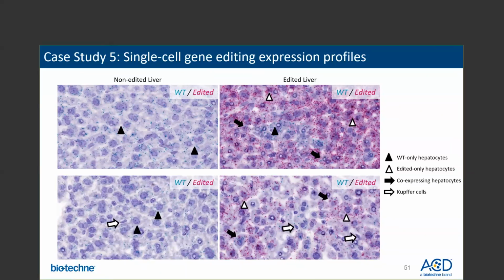Lastly, we showed that the editing was performed in a cell-specific manner, as the vehicle-treated liver in the bottom left corner image shows no wild-type or edited gene staining in the Kupffer cells, represented by the white arrow. And the same goes for the edited liver on the bottom right corner, with Kupffer cells showing no staining for the edited or the wild-type gene. This experiment helped establish the cell-specific nature of the gene editing and also helped discern the monoallelic and biallelic gene editing status of cells in CRISPR-Cas9 treated liver.